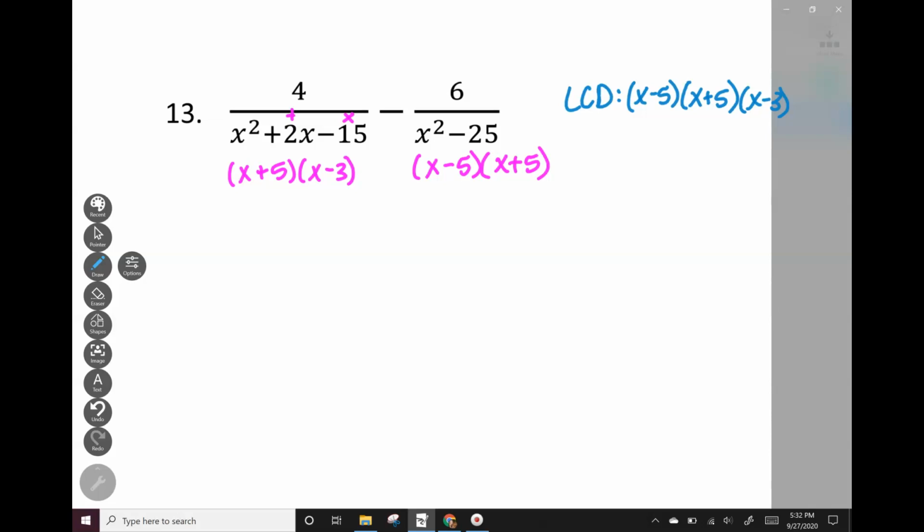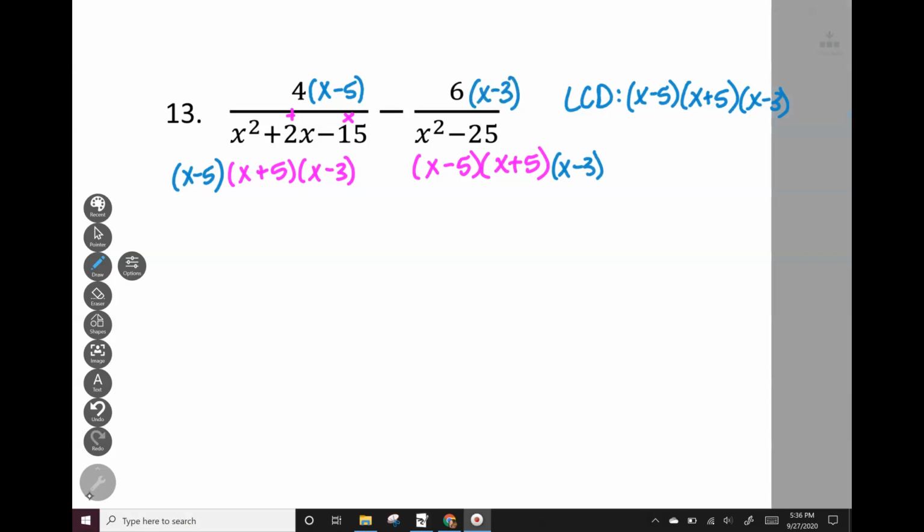Okay, so now whatever is missing in this first denominator, I need to multiply by. So it's missing the x minus 5, so I need to multiply by x minus 5. The second rational expression is missing the x minus 3 from the denominator, so I need to multiply by x minus 3 in the top and the bottom.